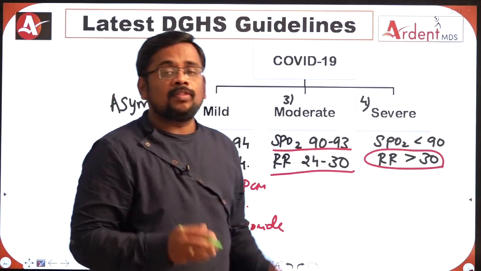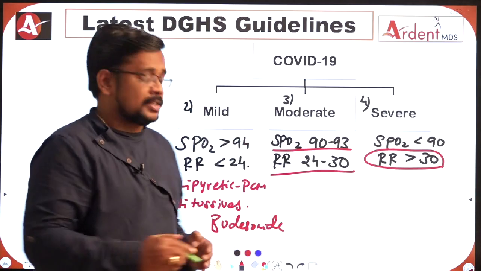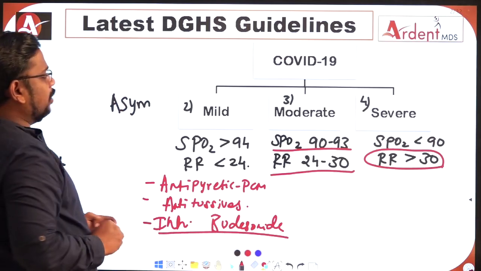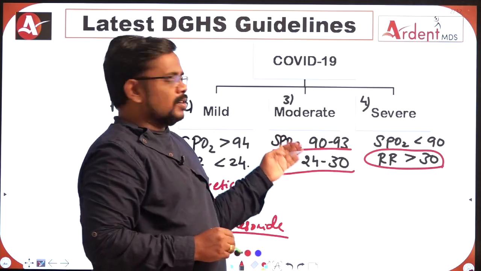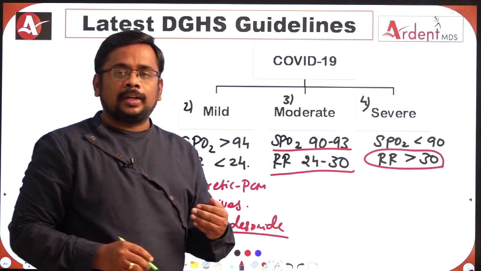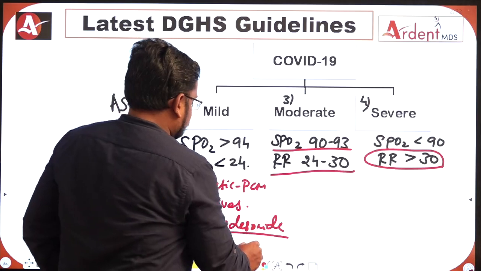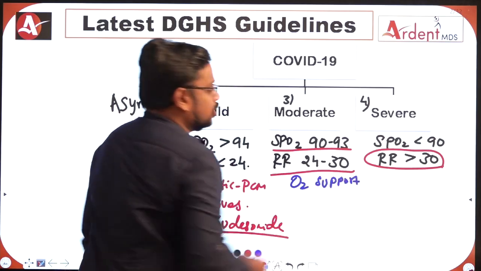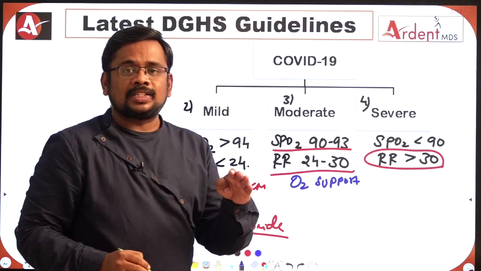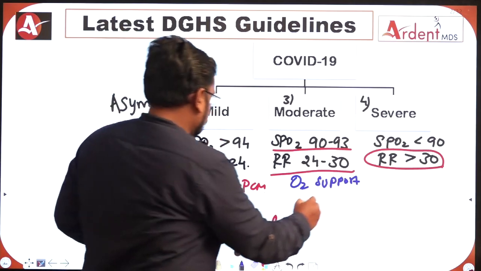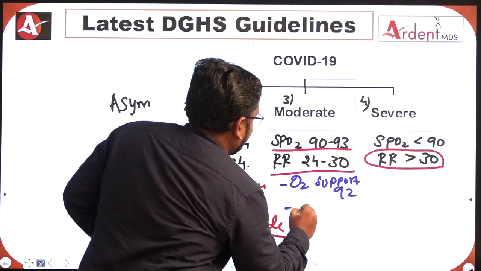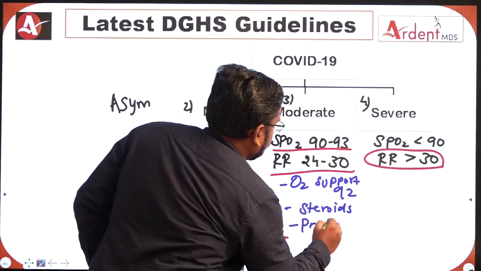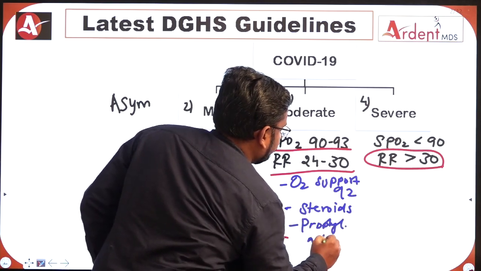Budesonide, but which type of budesonide? Oral or inhalational? Inhalational. So this is very important here. Inhalational budesonide is indicated for mild cases. Coming to the moderate, when the oxygen saturation just falls below 94, then these patients need oxygen support, to maintain the oxygen saturation at least at 92, right? The next drug, very important drug, is steroids, and the third is prophylactic anticoagulant.